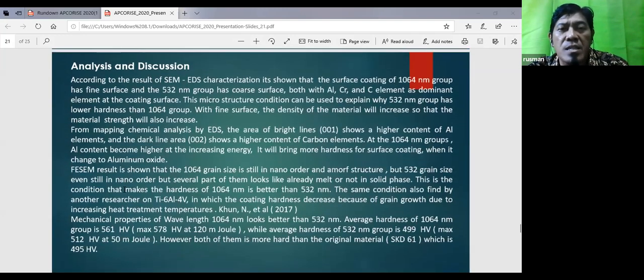So the analysis and discussion were already covered in the previous slides, but the important point is that there is the same finding that another researcher found with different material. For example, Kuhn et al. from 2017 also found that the coating hardness decreased because of grain growth due to the increasing heat treatment temperature. It is the same condition as in this paper, when the 1000 wavelength changed to 500 wavelength, which has more energy than the 1000 wavelength. So the 500 wavelength condition is already melted.